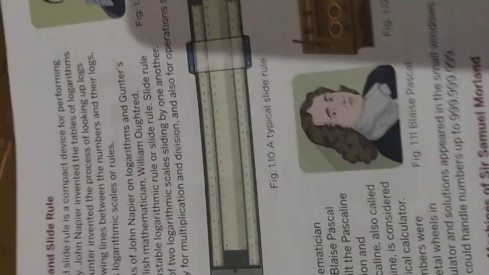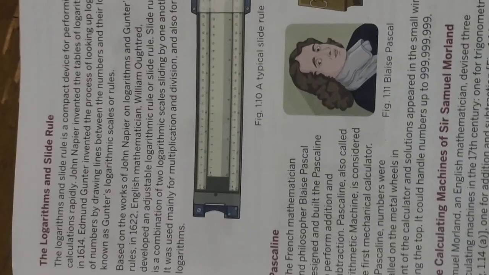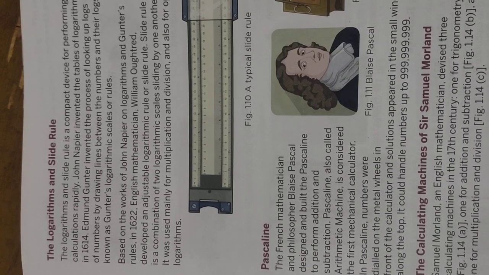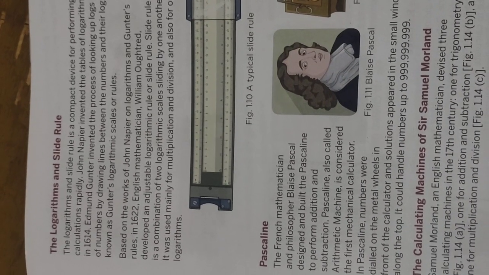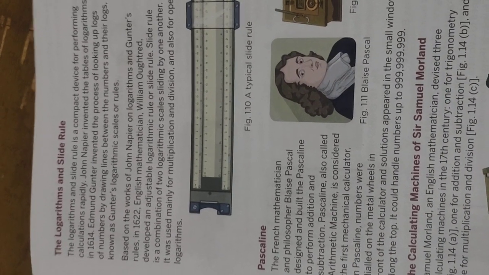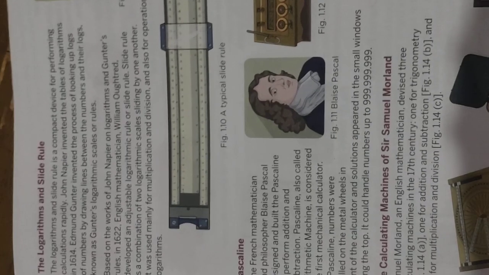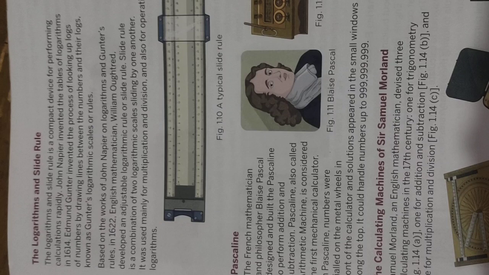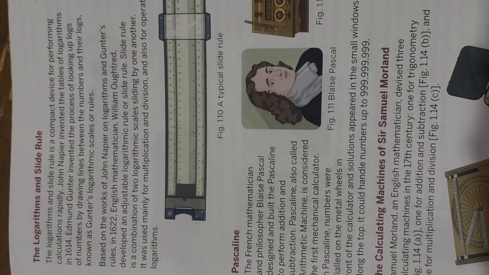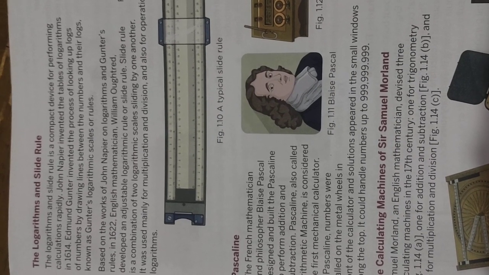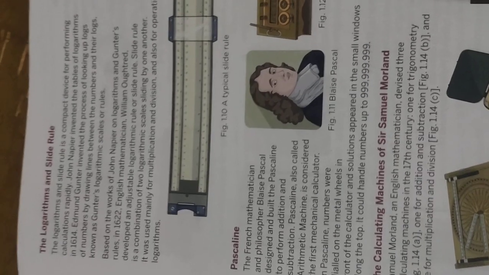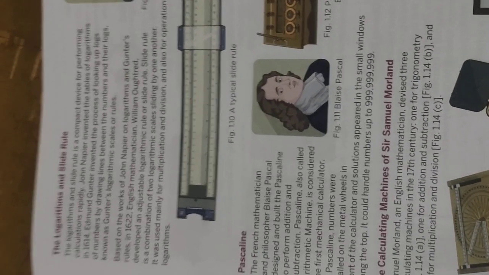After this we have the logarithm and slide rule. This is another device which performs calculation rapidly. The logarithm and slide rule is a compact device for performing calculation rapidly. John Napier invented the table of logarithms in 1614. Edmund Gunter invented the process of looking up logs. So students, you will learn logs in 11th class. Don't worry about that. It is a mathematical topic.